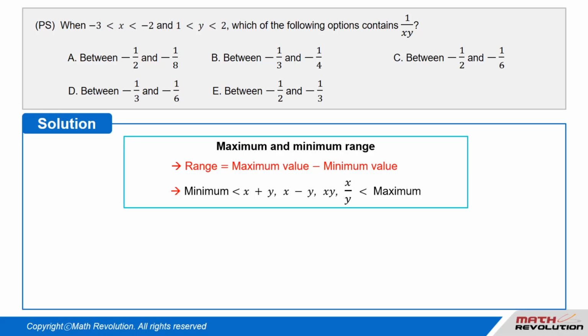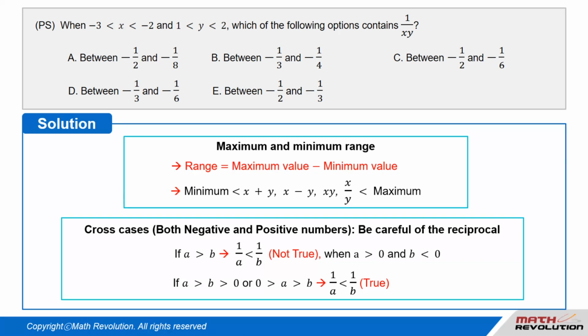Maximum and minimum of range. Range is equal to the difference between the maximum value and the minimum value. The values of x plus y, x minus y, x times y, and x over y are between the minimum and maximum values. Cross cases. Both negative and positive numbers. Be careful of the reciprocal.